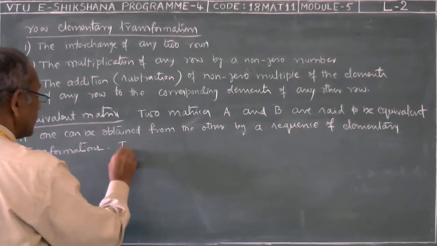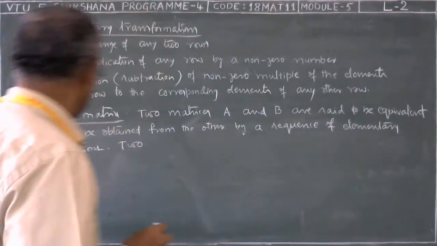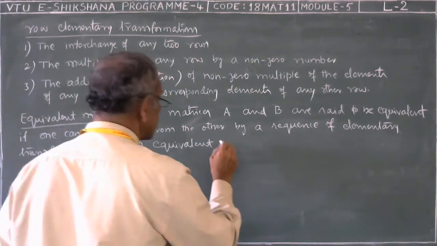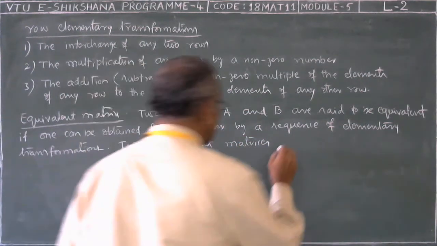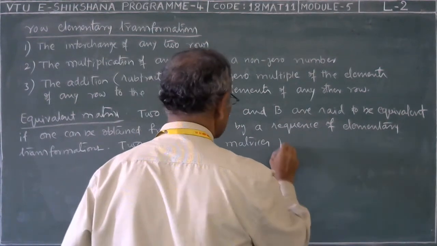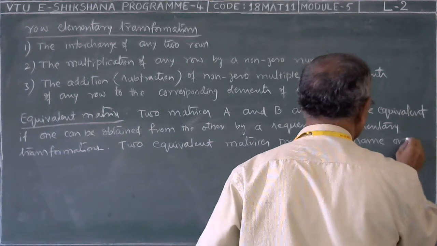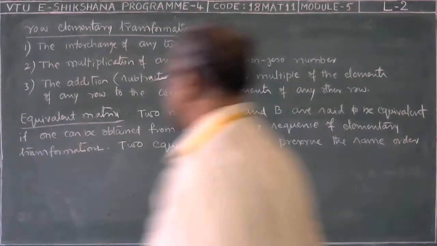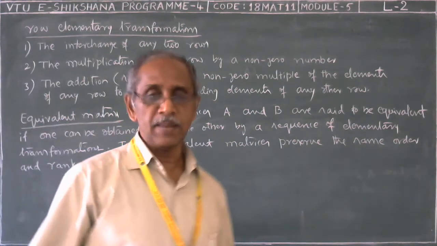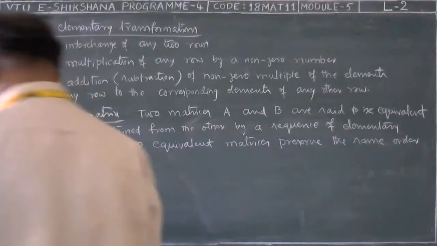Two equivalent matrices preserve the same order and the rank. Rank is unique, it will not change. Rank will not change, order will not change, and yet at any point of time we can obtain one from the other by a sequence of elementary transformations.